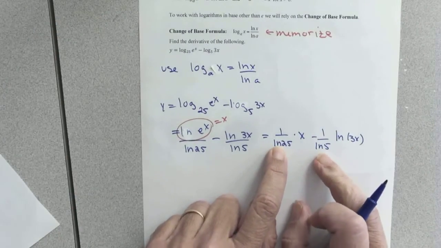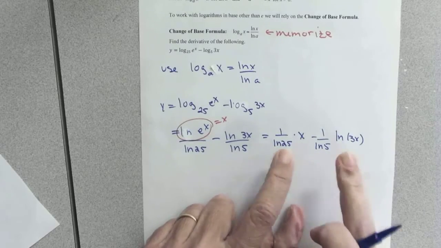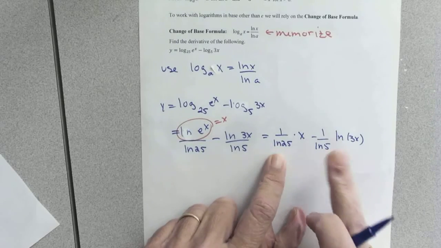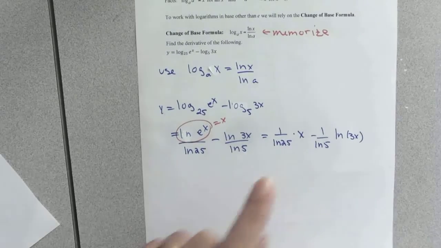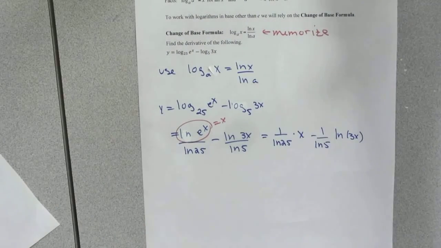Students want to make logarithms so much harder than they have to be. But if it doesn't have a variable in it, it's just a number. So these guys are just coefficients. I'm going to have to end the video here, and we'll pick up right where we left off.